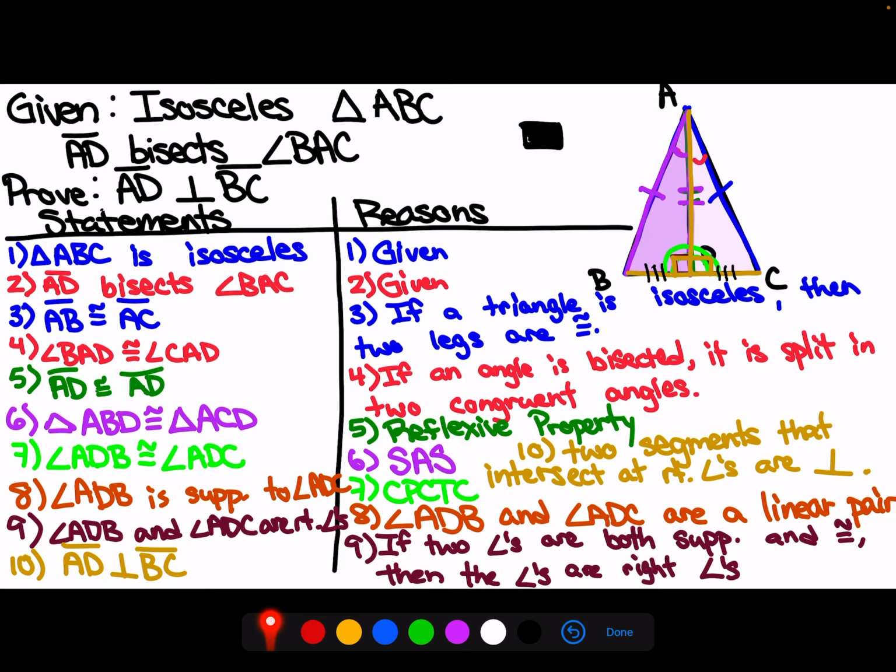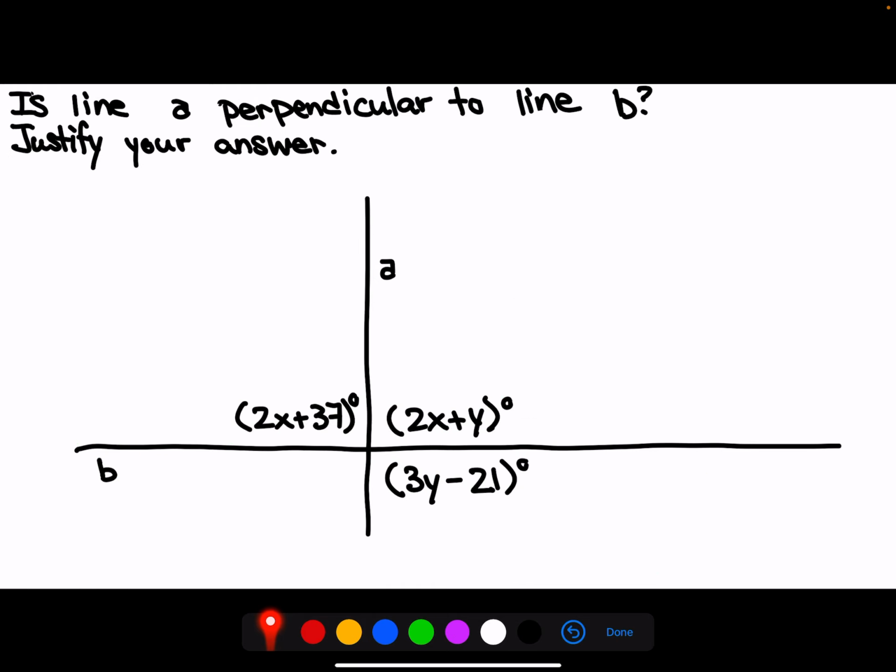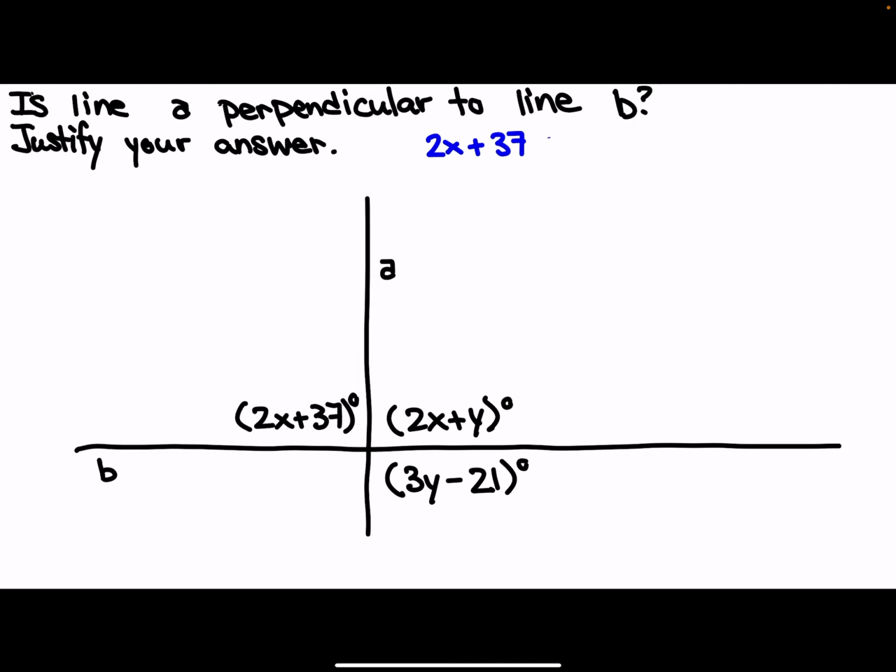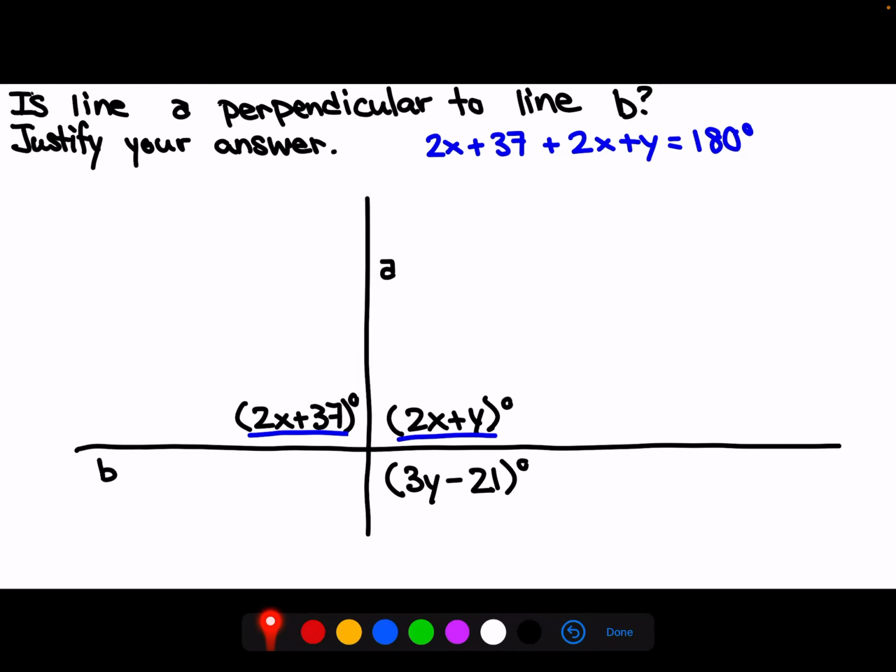All right, let's go ahead and try an application problem with this. Is line A perpendicular to line B? Justify your answer. So to get started, first off, I see that these are lines, and I know that lines add to be 180 degrees. So I can add some of these angles to be 180 degrees. So I can say 2x plus 37 plus 2x plus y is equal to 180 degrees.